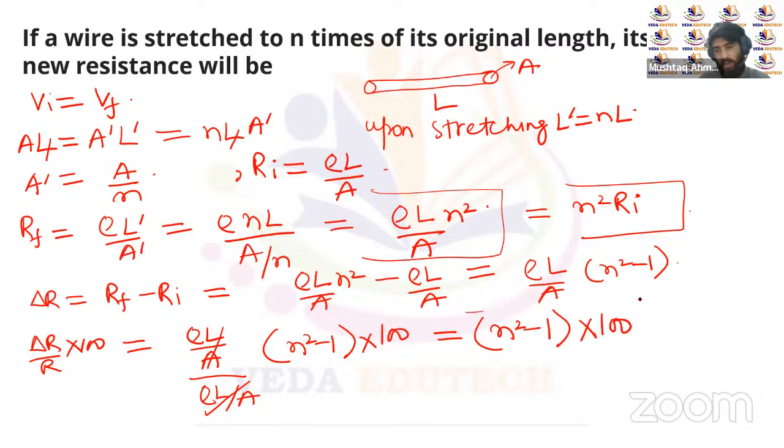So this is the general way of doing it, right? That's n square minus 1 multiplied by 100, the percentage change in resistance, right? But the new resistance becomes actually n square times the original resistance, right? So it becomes n square times.